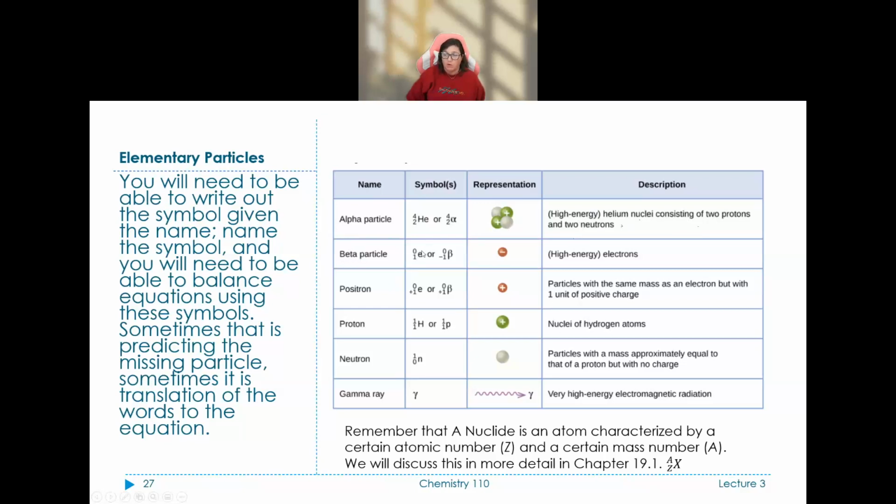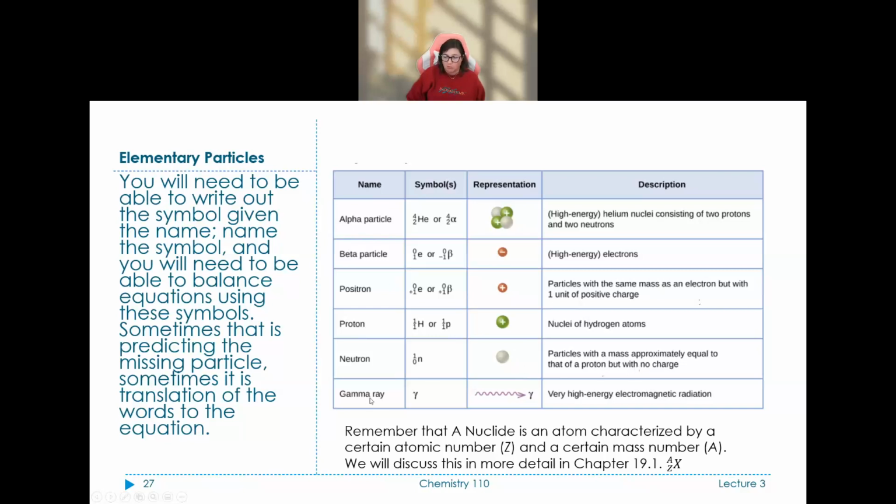Beta particle, 0 over negative 1 e or 0 negative 1 beta, so a negative beta, is a high energy electron. Positron, 0 plus 1 e or 0 plus 1 beta. This is a beta particle. We also call it a positron. You'll see both. They are particles of the same mass as an electron, but with 1 unit of positive charge. Protons, 1,1 H or 1,1 p. So it's just that positive nucleus. It's the nucleus of hydrogen. It doesn't have the electron, it's just the nucleus. Neutron, 1,0 n. This is its symbol. It's a particle with a mass approximately equal to that of a proton, but with no charge.